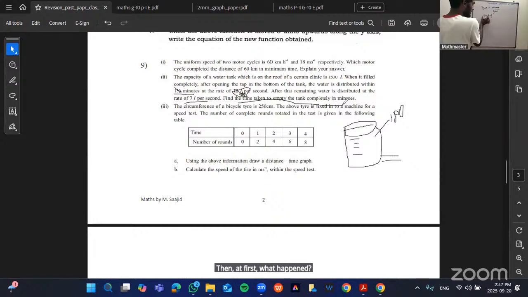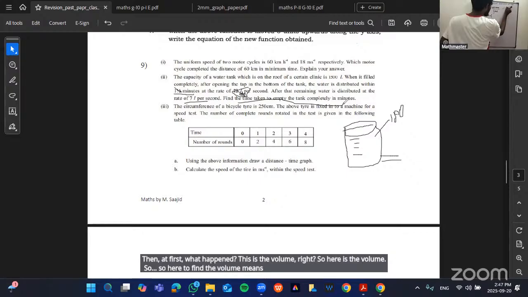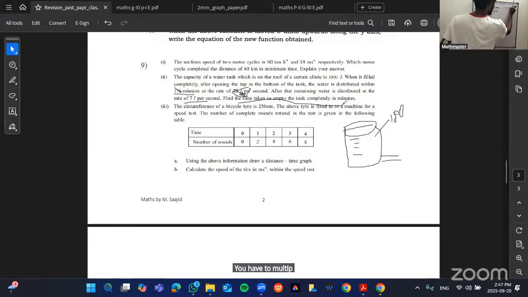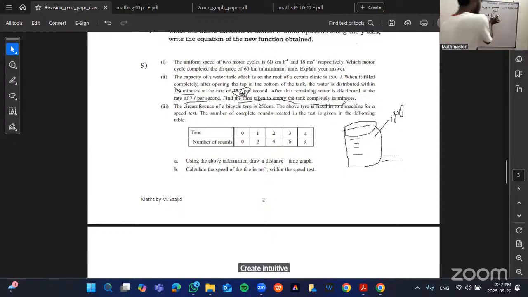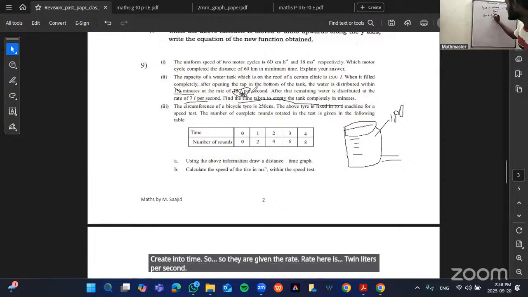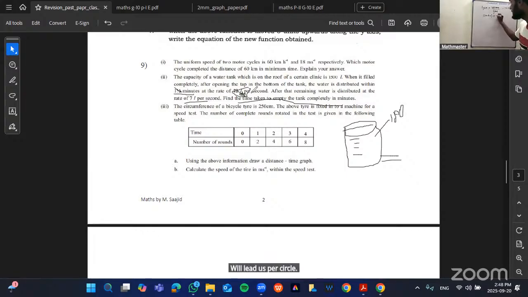This is the volume, right? So here to find the volume, you have to multiply rate into time. Rate into time will give you volume. So this should come here. They have given the rate. The rate here is 12 liters per second, into the time taken.